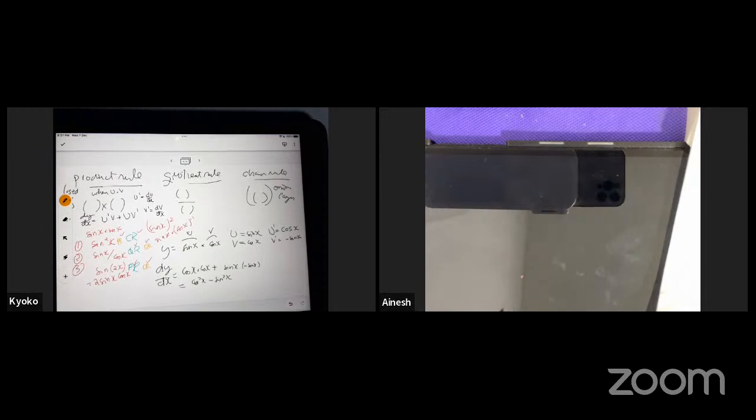It shows that you're thinking. Any questions, Kyoko and Ainesh? No. Right. I will show you how to do quotient rule. I will show you how to do chain rule. And this 1, 2, 3 will be what we are doing. We'll be doing scenario 1, product rule and chain rule. We'll be doing scenario 2, product rule and quotient rule. We'll be doing scenario 3, product rule and chain rule. Understand? Okay.